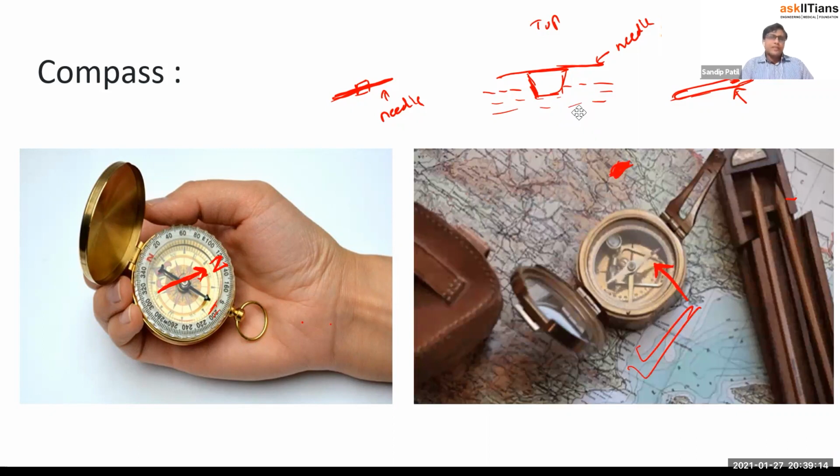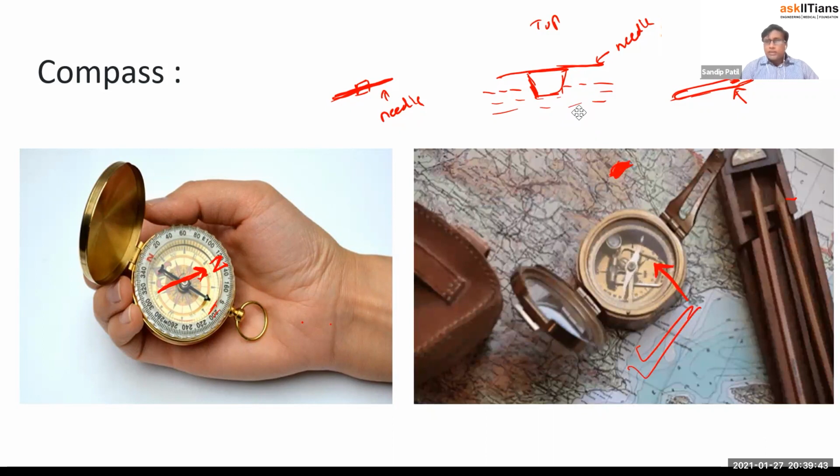Then we also saw the magnetic properties. Filings means what? Iron filings, small particles of iron. If we keep those particles near the magnet, they will align themselves in a particular path. That path we call the magnetic field, or magnetic field lines. So we know that magnetic field lines have a path, right?